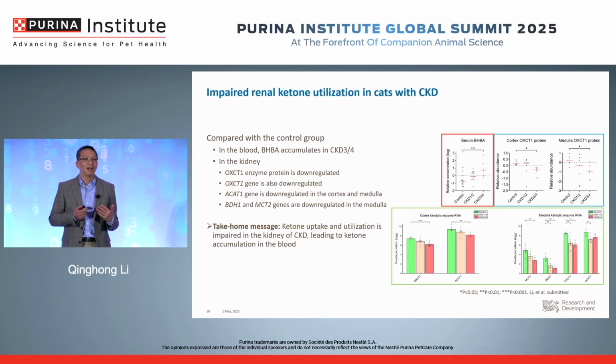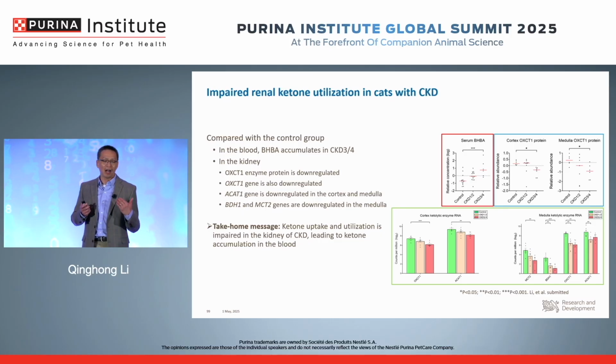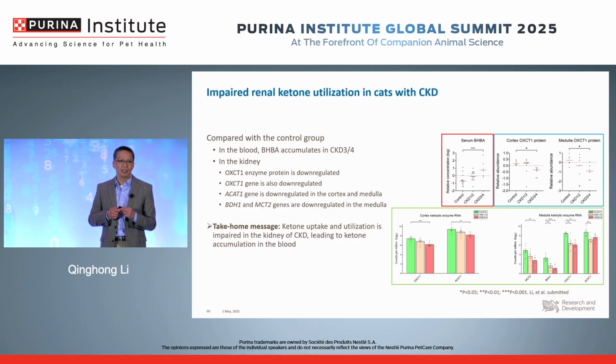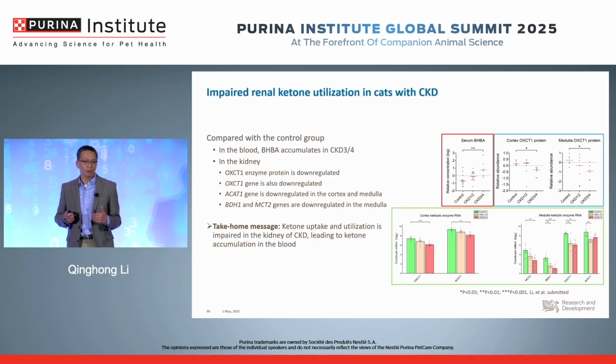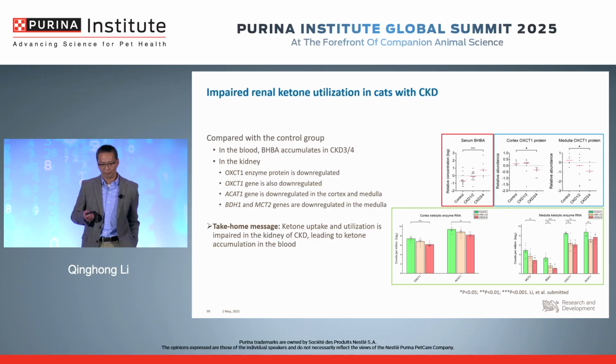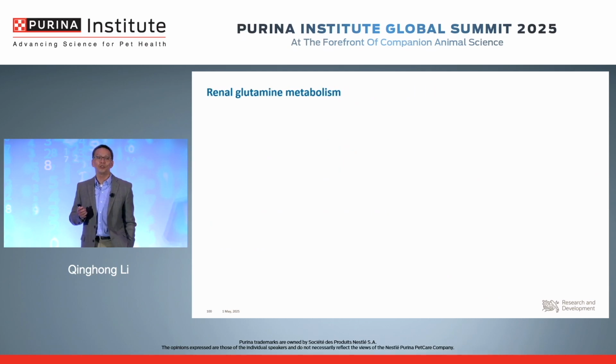So our data suggests that there is a ketone uptake and utilization impairment in CKD, and that this may lead to the ketone accumulation in the blood. So next, we're going to look at glutamine.